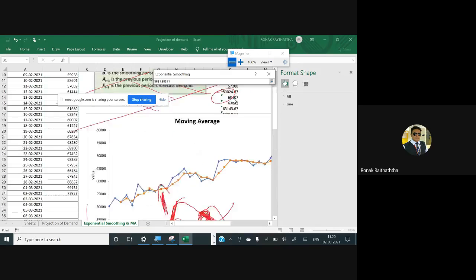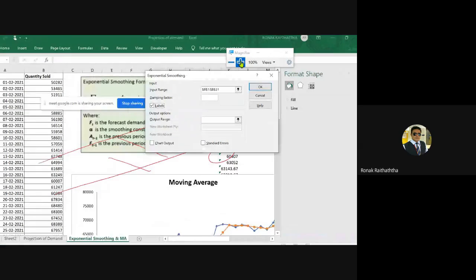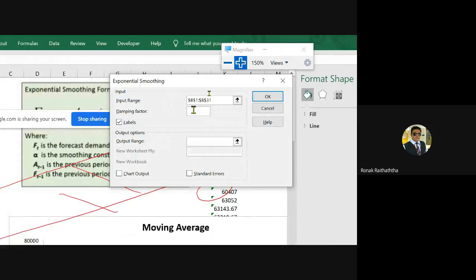So including the headings I have selected, my dear friends, pressing enter. Then here I would be ticking on the labels because the label is also selected, the heading. And here there comes a damping factor, right? So how much smoothing you want to allow, how much weight you want to give to the previous data. Say I want to give a weight of 0.3 to the previous data, so I'm writing 0.3. Please make sure that it must be somewhere between 0 to 1 only, right? In terms of percentage as well, if you convert this decimal into percentage, it's a 30 percent weight to the previous one.